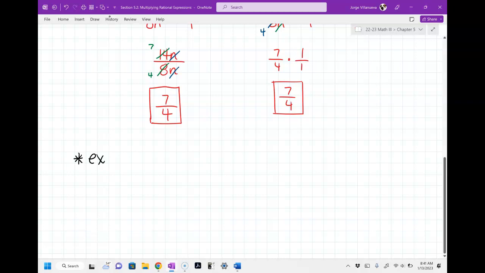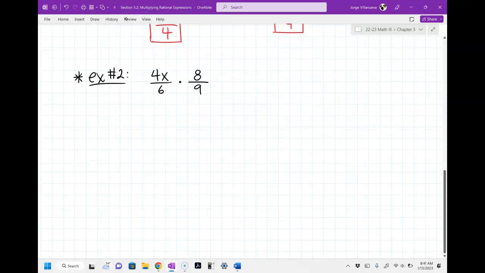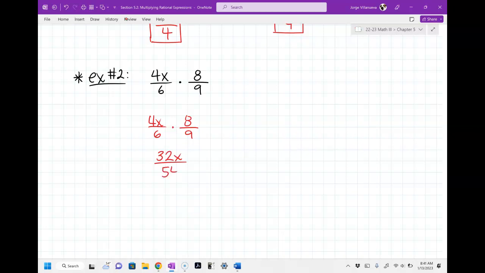So example number 2. Remember, these are all homework problems. So 4x over 6 times 8 over 9. Now I'm going to do this one both ways again, just so you can see what it looks like. And you just choose whichever one you feel comfortable with. So let me rewrite the problem here. 4x over 6 times 8 over 9. Now doing it the old-fashioned way without worrying about canceling anything, I'm just going to straight out multiply 4x times 8. That's 32x over 6 times 9. That's 54.